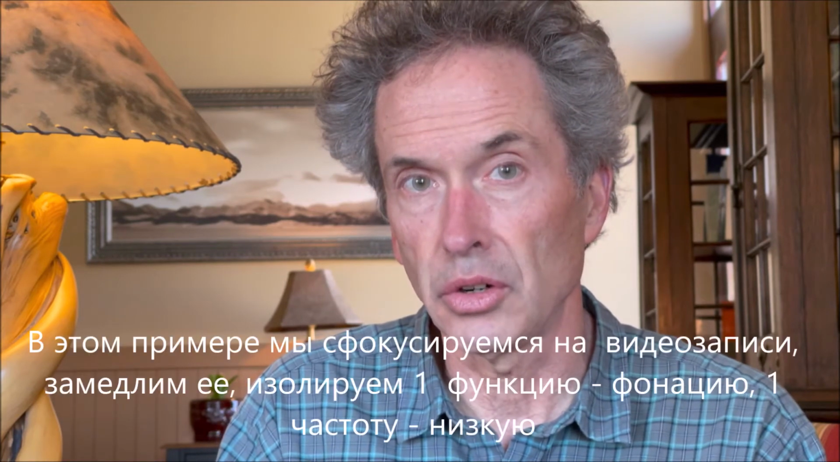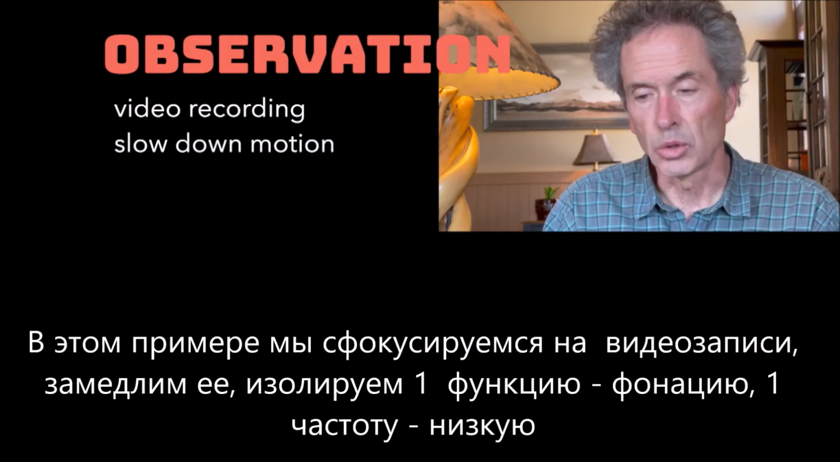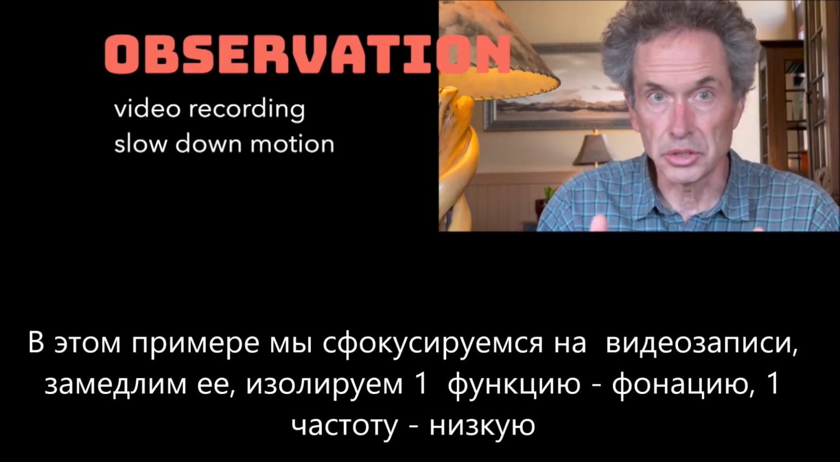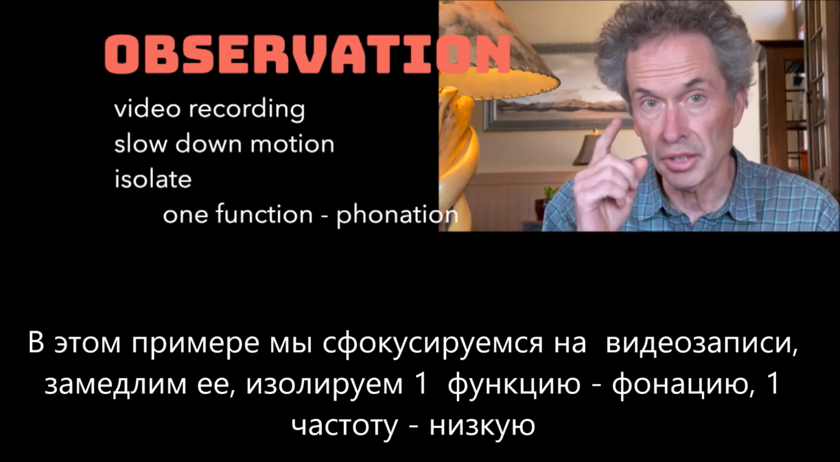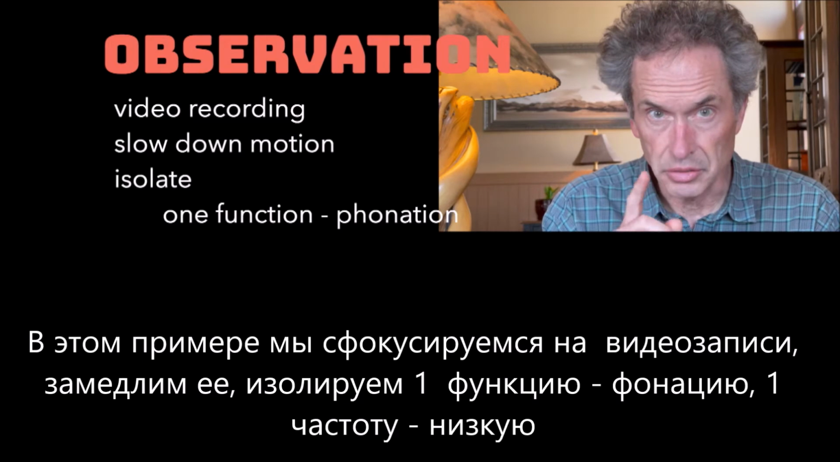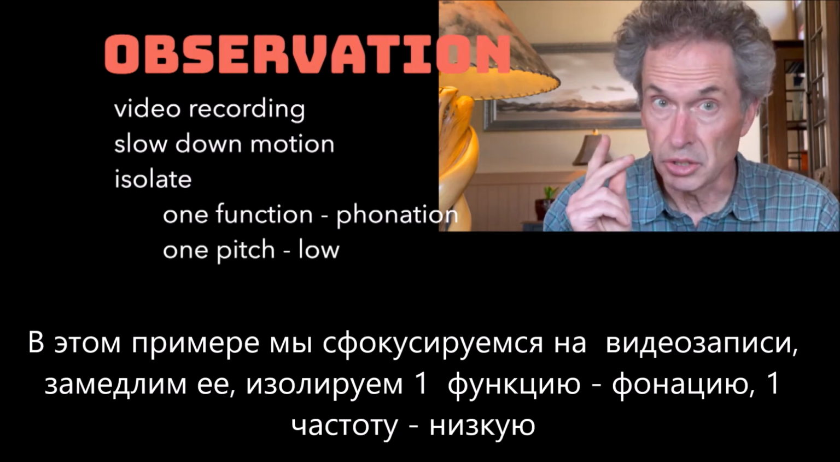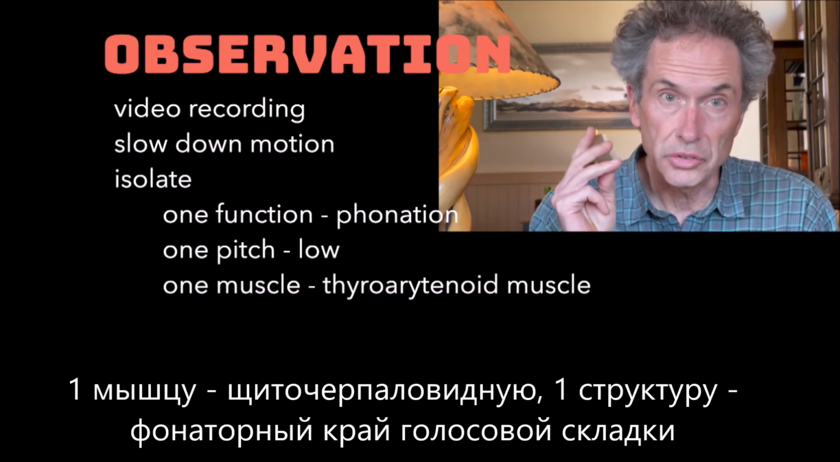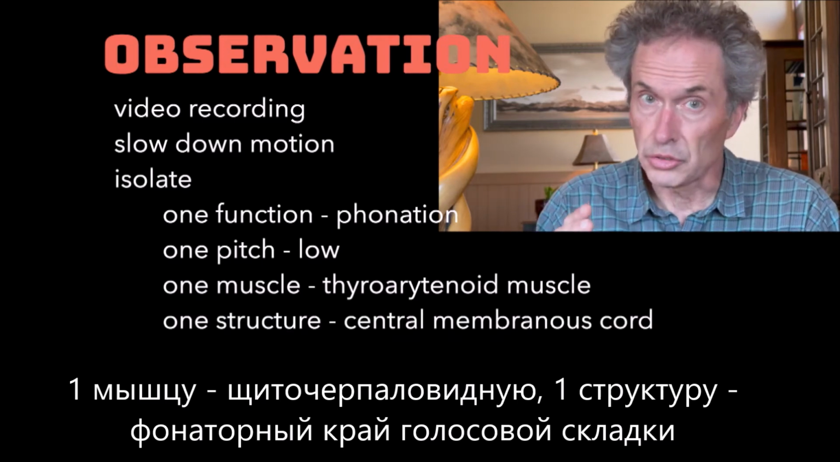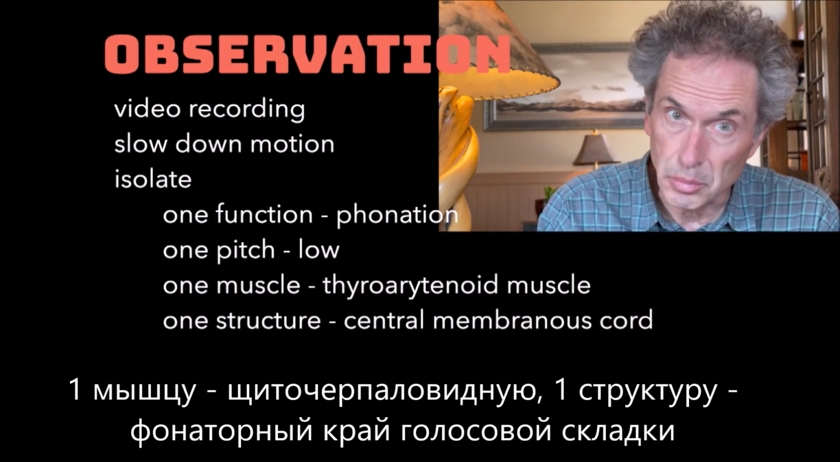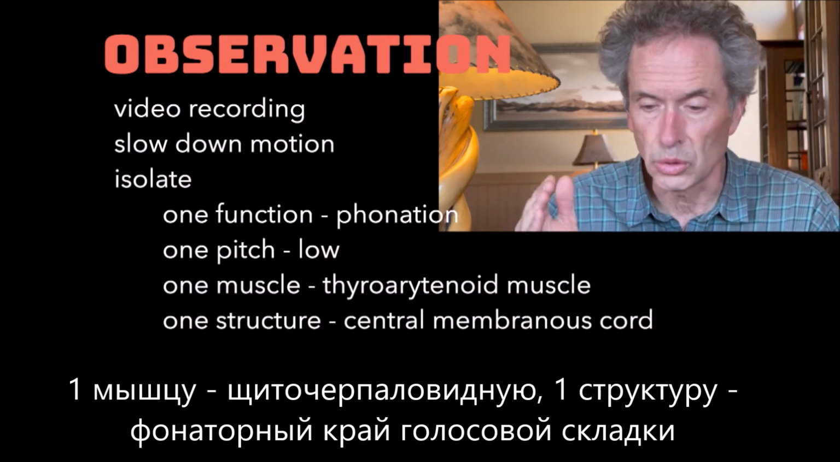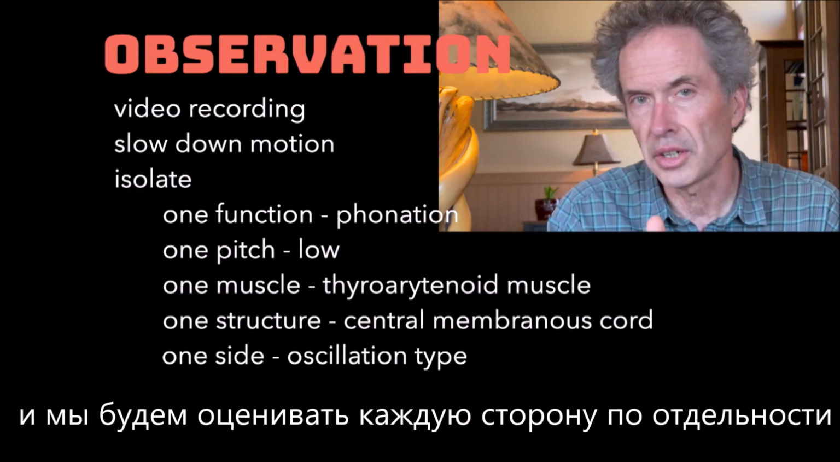There's an element of the examiner focusing their mind. In this example case, we're going to focus on a video recording. We're going to slow down the motion so we can focus on it. We're going to isolate one function, phonation, one pitch, low pitch, one muscle, the thyroarytenoid muscle, one structure. We're going to look at the central margin of the membranous vocal cord, and we're only going to look on one side at a time.